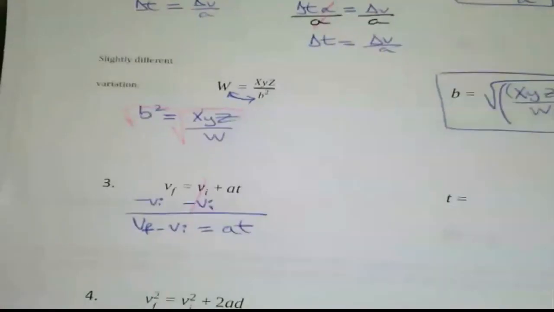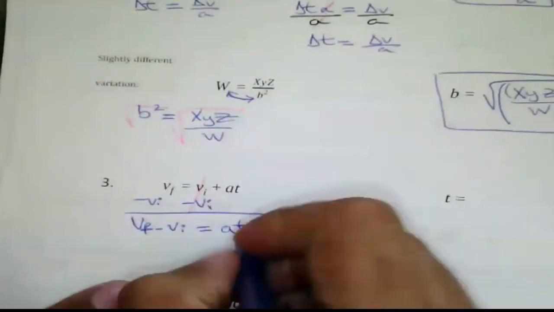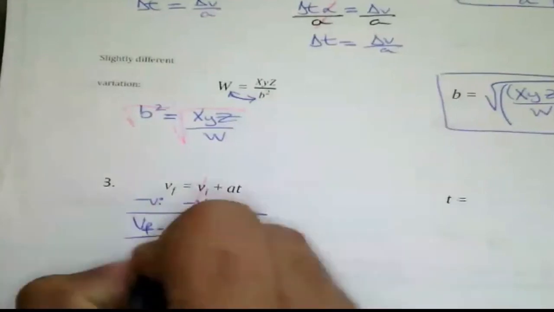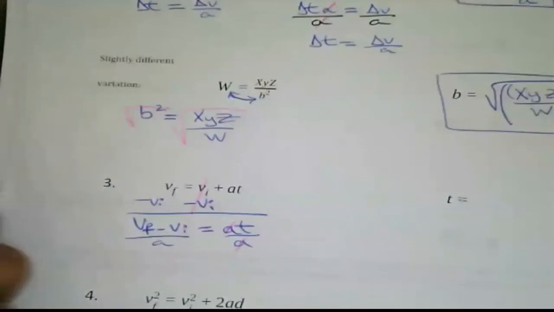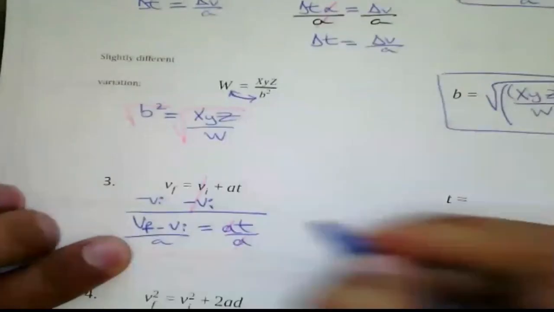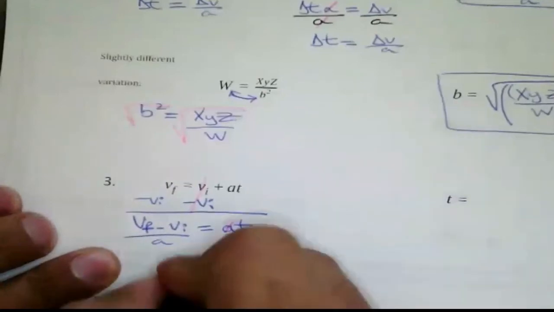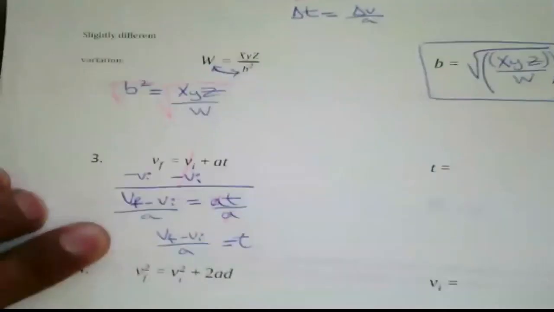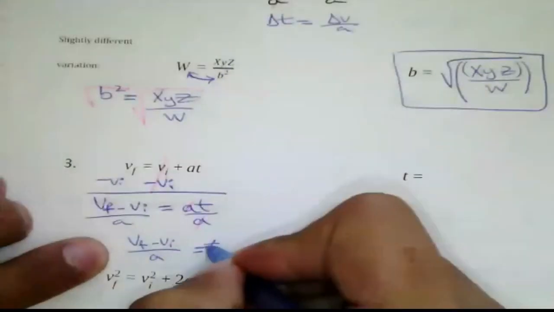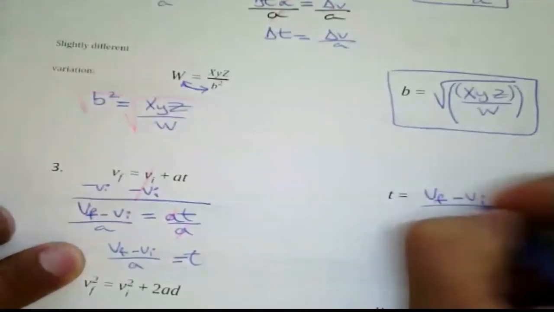Since we want to go ahead and solve for t, these two are being multiplied. So you go ahead and divide by a. And remember, always do it to one side, do it to the other as well. Those two cancel out. Now we're going to go ahead and rewrite our equation. T is equal to final velocity minus initial velocity over acceleration. T is on its own, everything's done over here, and we are good. So VF minus VI over A.